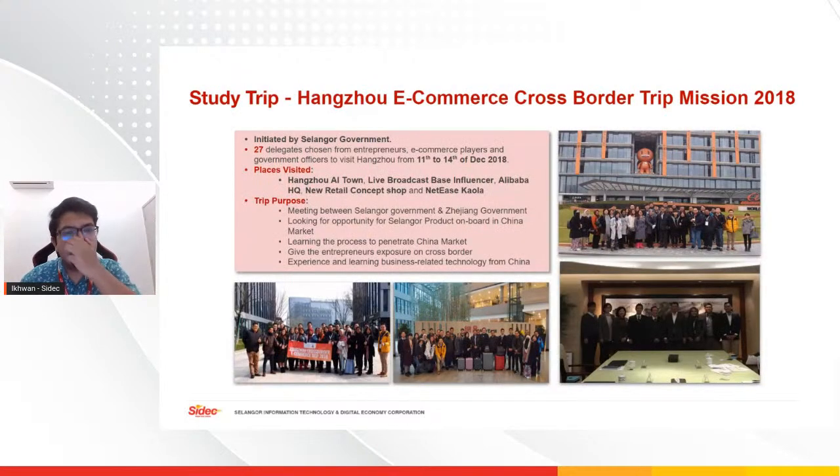Next we have our study trip. This is a program where we bring our SMEs to China. The main reason for this program is we want to expose our SMEs to learn business related technology from China. We also want to expose them to how to sell cross border to China.